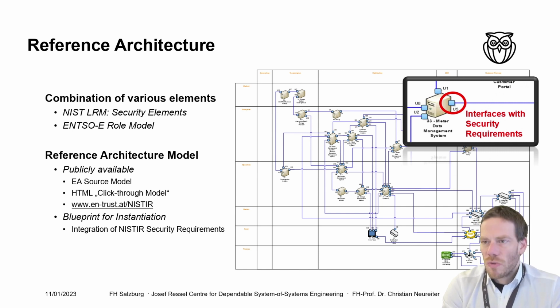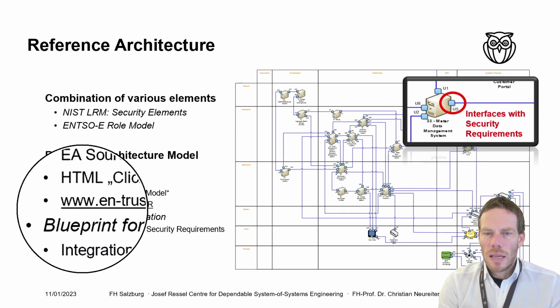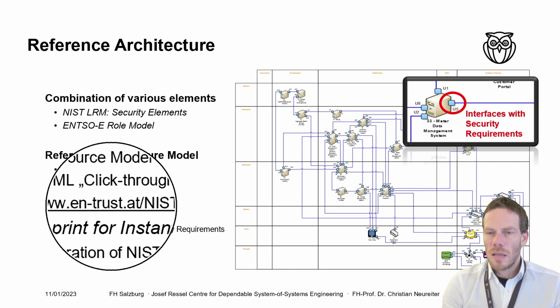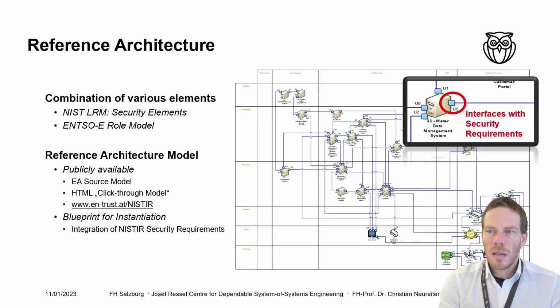We will browse through the particular model in the next section. And if you're curious and want to explore it on your own, this one is published and you can download it to use it as a template for your own architecture developments. So here is the link at www.en-trust.at/NISTIR. This is where you can find the original model and you can play around with it.